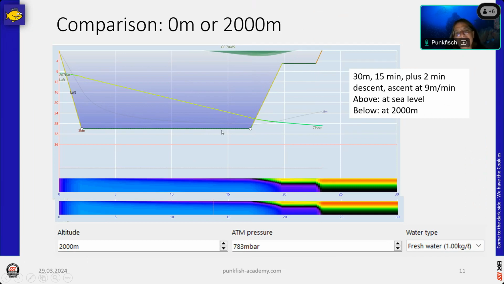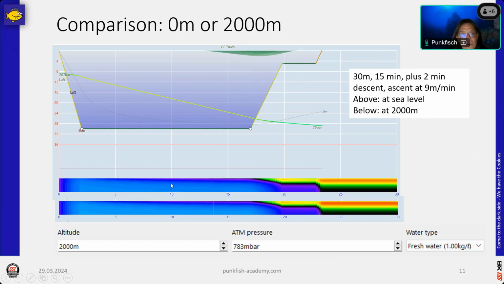I would not do this dive. I would start to leave the 30 meters a lot earlier and then stay at 20 meters, stay at 10, and get a little bit more time out of this. But well, it's a nice dive, and it's something good to explain how the difference actually is.